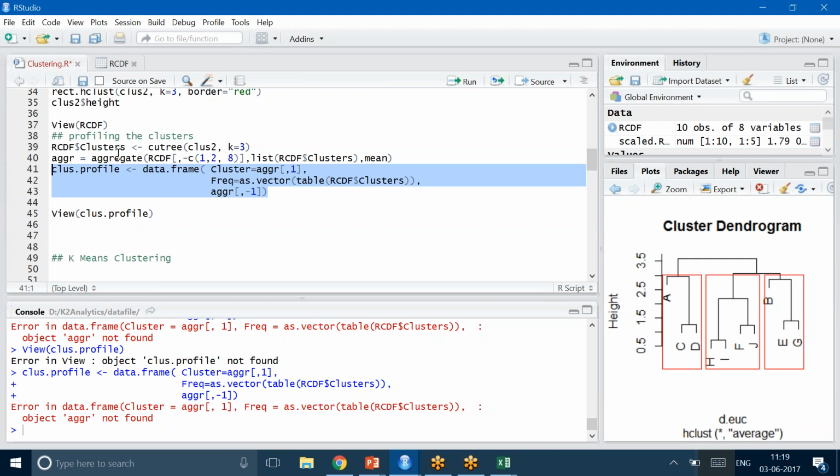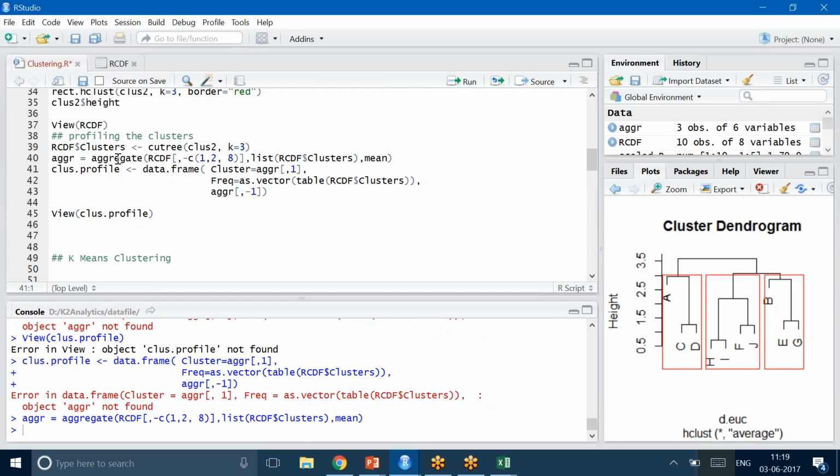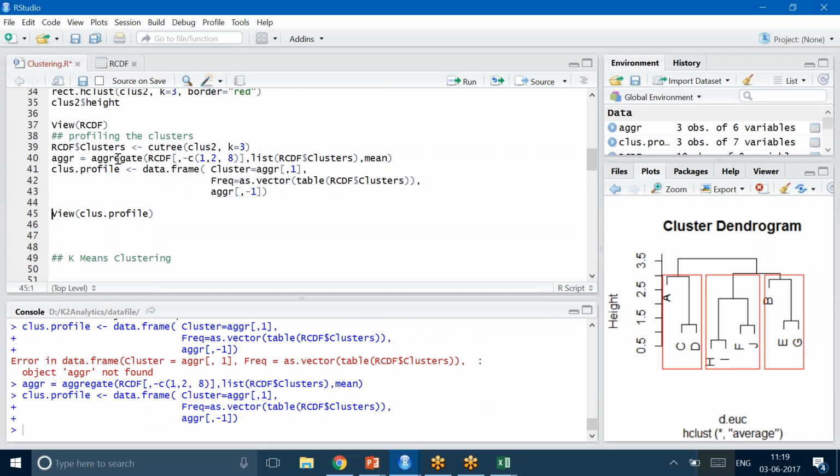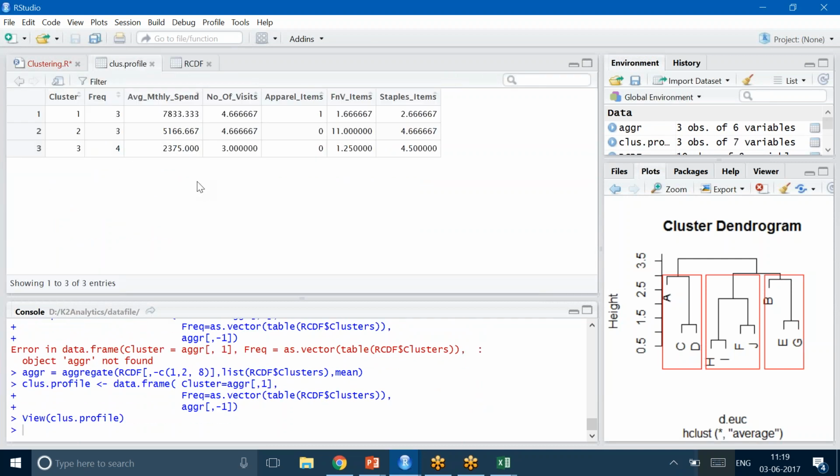Oh, sorry. I did not run the middle step. One step I skipped. Okay. I've run that step and then this step and then view. So I've got my 3 clusters and the profiling is done.